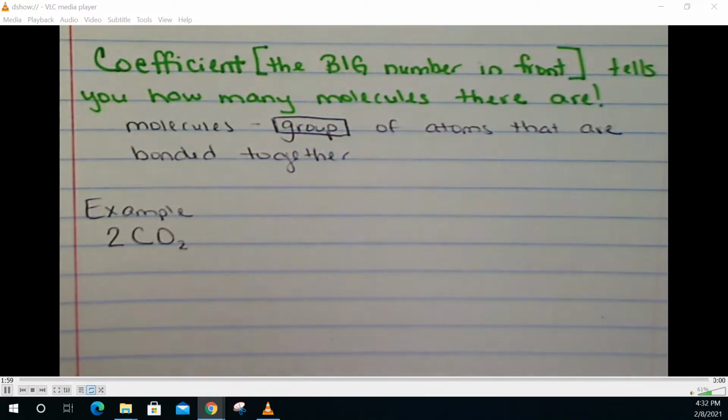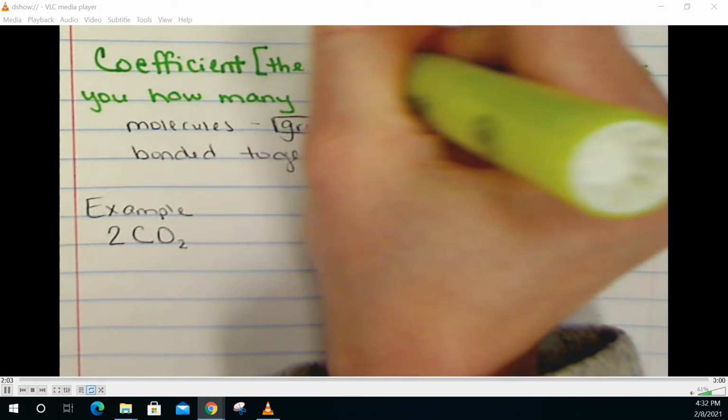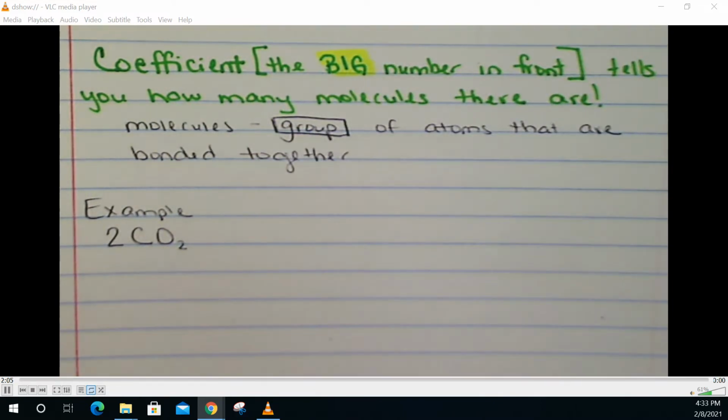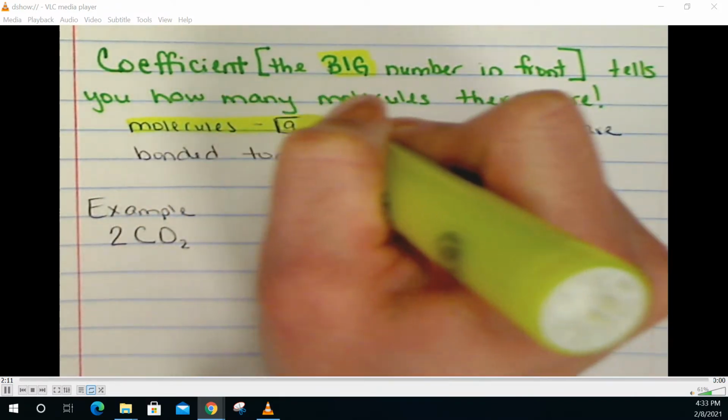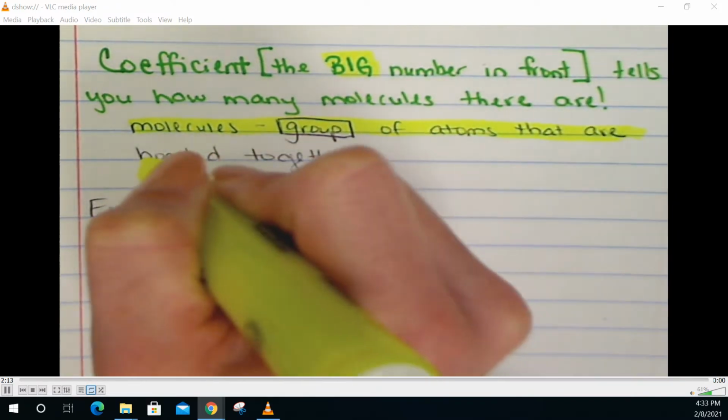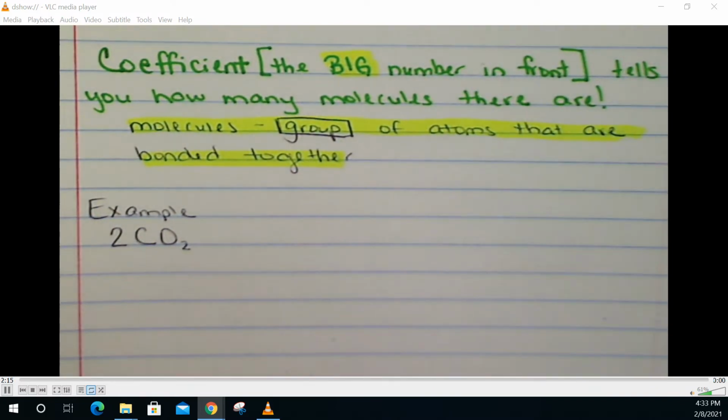Coefficient. So the coefficient is the big number that is in front. And this one tells you how many molecules there are. And just a reminder, molecules are a group of atoms that are bonded together.